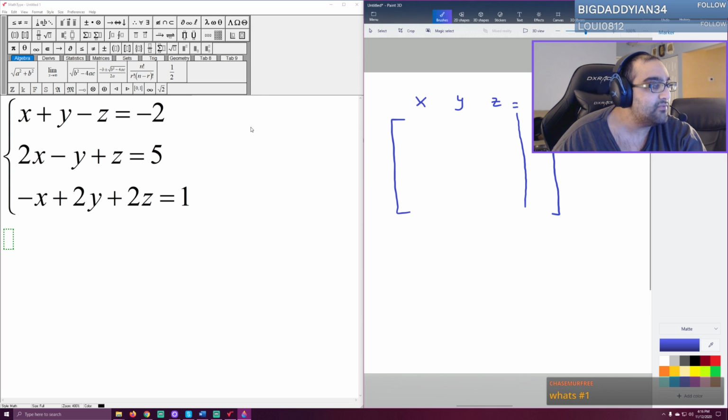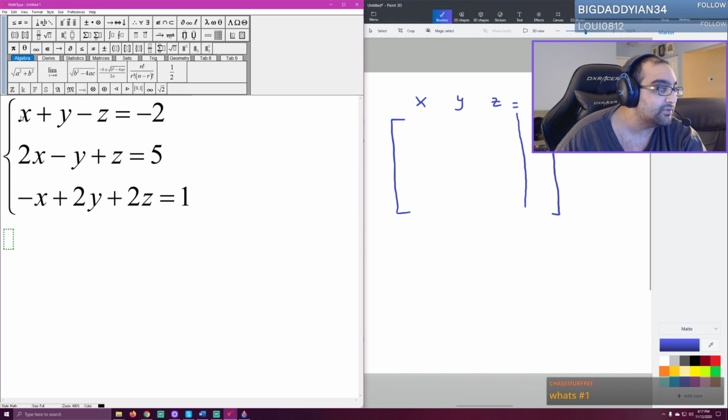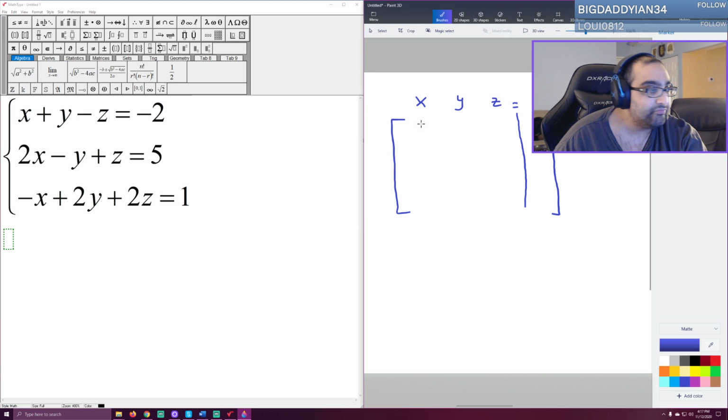So here we want to put in the coefficients for each variable into these columns, which is the fancy word for the number in front of the variables. So in this case, if I have x plus y minus z equals minus 2, I would put 1 here for x, 1 here for y, minus 1 for z, and minus 2 would go over here. This is your answer on this last column.